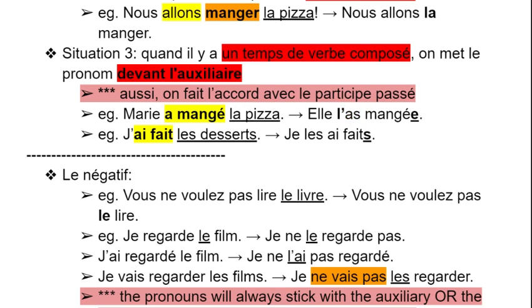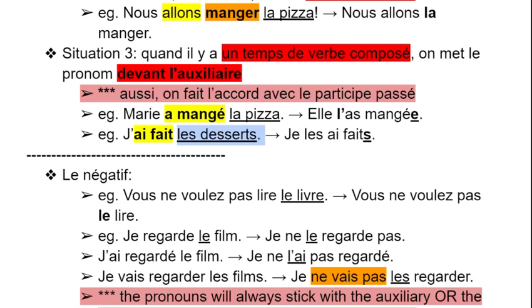The only difference with mangé here is that we added an extra E to make it feminine because la pizza is feminine. The next example I have, just so you understand it better, is j'ai fait les desserts. Here the two verbs are ai and fait. Ai is the auxiliary and the past participle is fait. And the word we're changing with a direct object pronoun is les desserts. And the direct object pronoun is going to be les because it is plural.